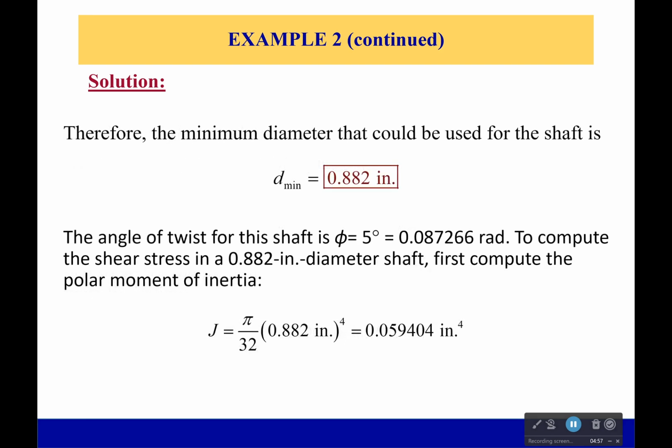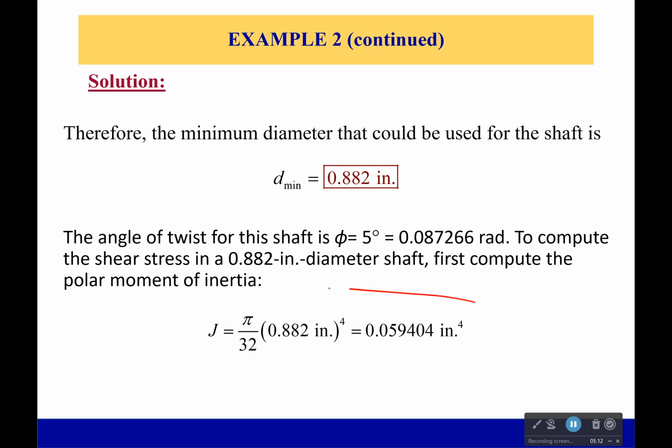Now, since we know what the minimum diameter is going to be, we can go back and calculate the shear stress and the angle of twist. The angle of twist is easy. We already know that because it's 5 degrees. That's what's controlling this. What's going to be the shear stress at this particular point?